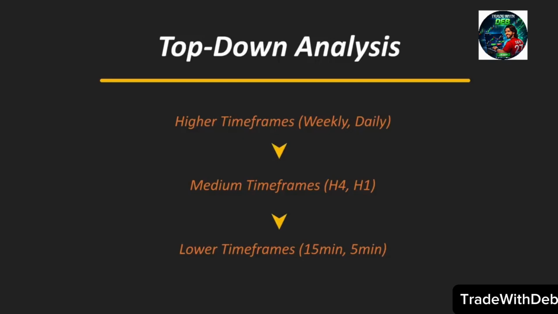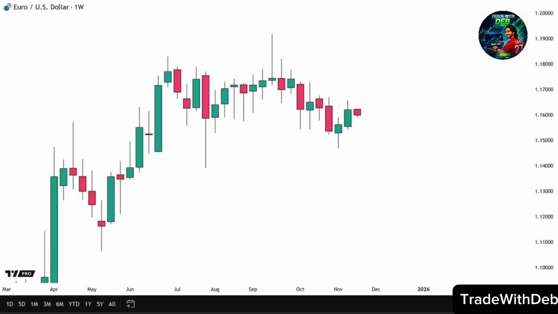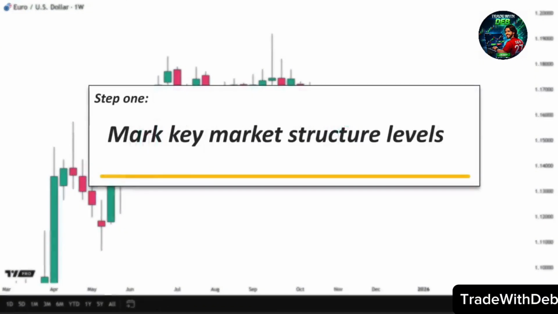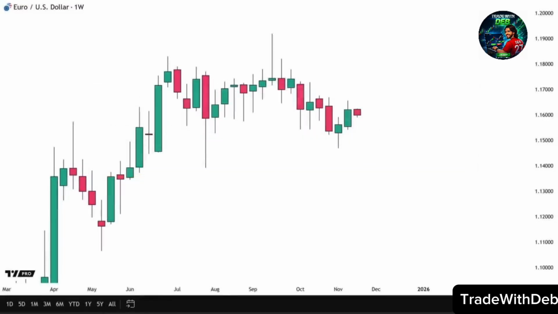Now let me show you how to apply it step by step on the price chart. Step 1. Start with the weekly time frame. On this higher time frame, the only thing we need to focus on is identifying and marking key market structure levels. That's all we use the weekly chart for. We don't apply any other concepts here because they aren't necessary.